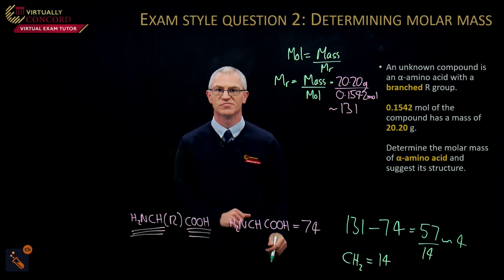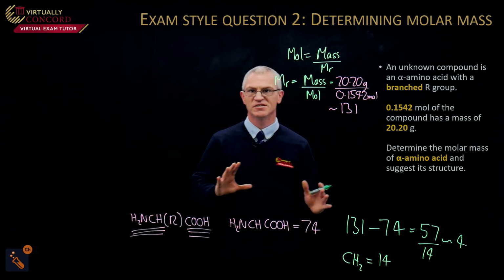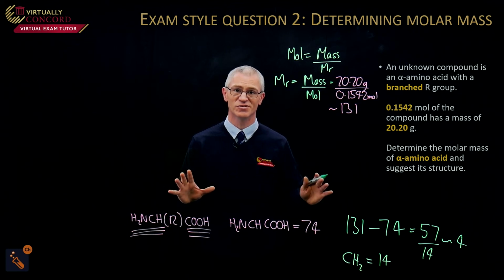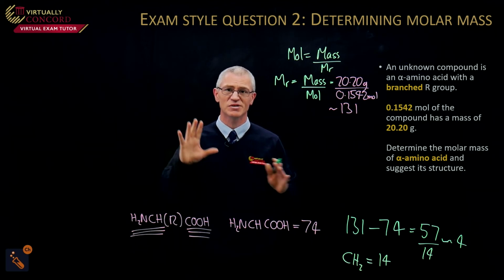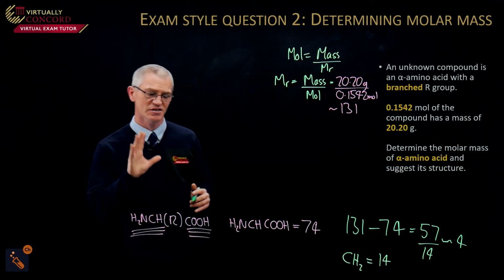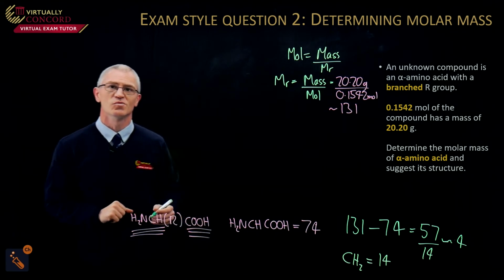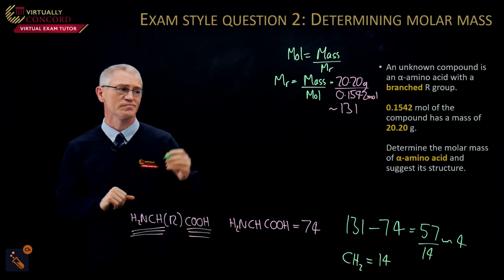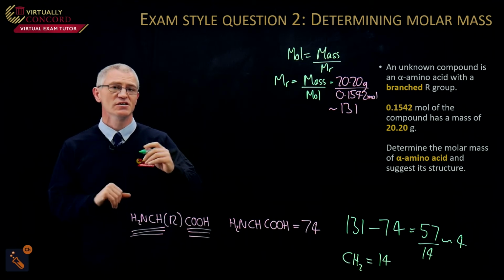Okay, so roughly it comes out as 4. That means there are going to be 4 carbons in our chain. So we can start playing around with structures. We can do it skeletally or structurally. I'm going to do both. And we can even do displayed.